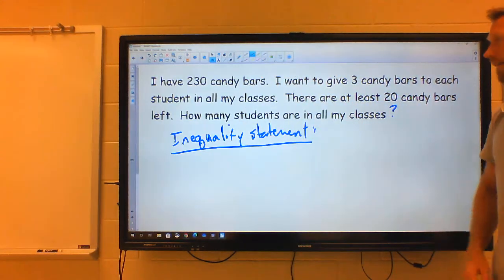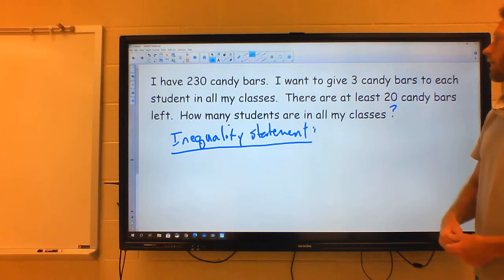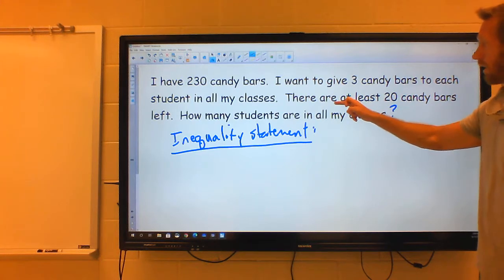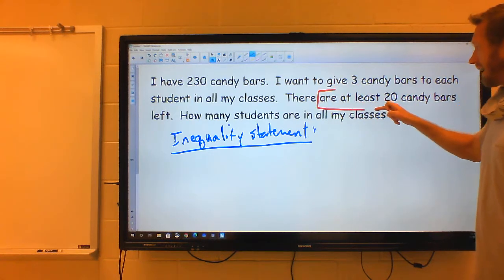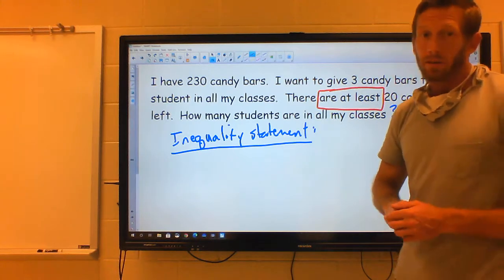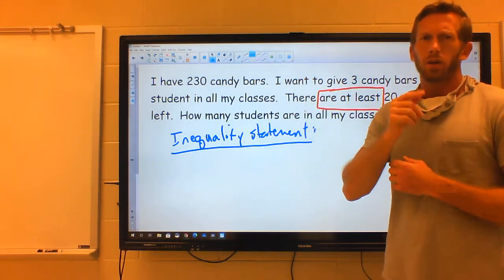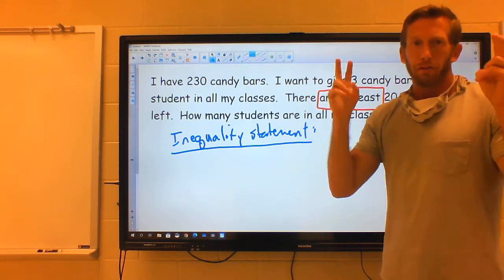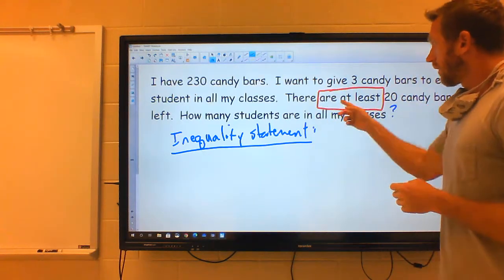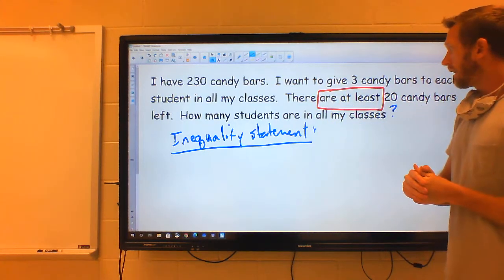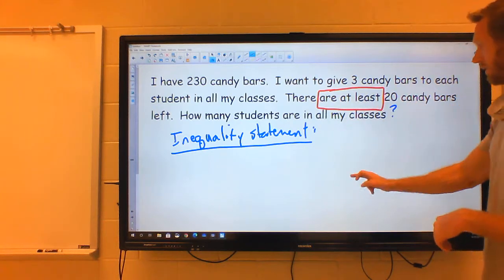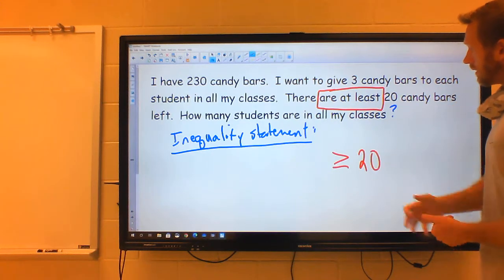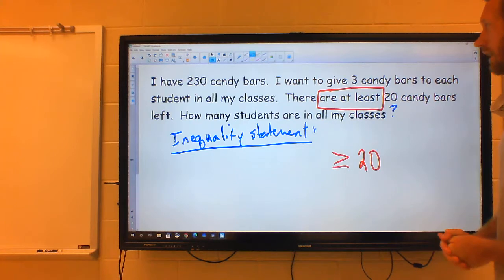We must have that. I have 230 candy bars. I want to give 3 candy bars to each student in all of my classes. There are at least, I know we said look for the word is, but the word are happens to be one of the forms of the verb to be. I'm not an English teacher, so I don't know the word for it. So are at least is greater than or equal to 20. So we see that is going to be part of our inequality statement.